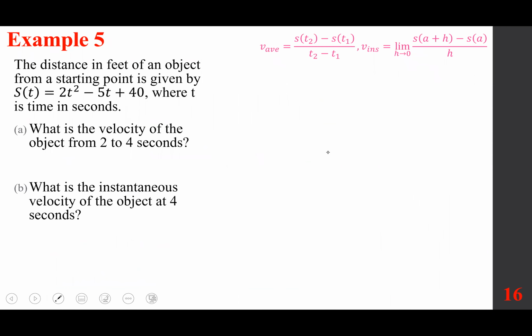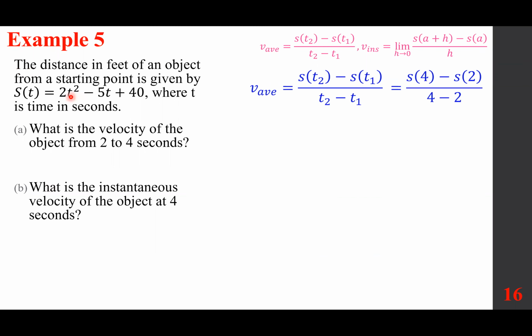Last question. We want to find the velocity of the object from 2. The moment you have 2, this is the function. Again, we've done this in section 3.1. I'm just refreshing your memory. The distance of an object is given as s of t equals 2t squared minus 5t plus 4. What is the velocity of the object from 2? That means average velocity. Find the total distance over total time. So plug in 4. Plug in 2, we get 52 and 38, subtract them, divide by time, and you get 7 feet per second.